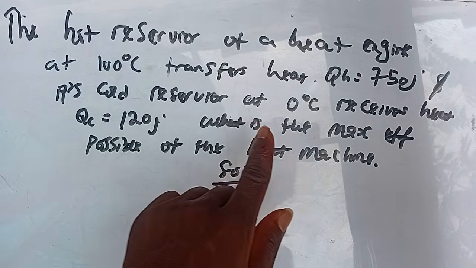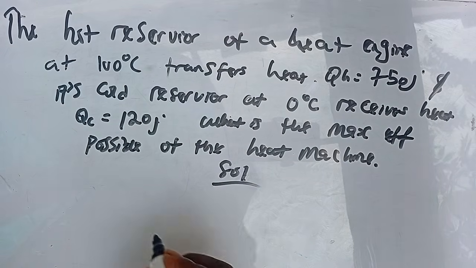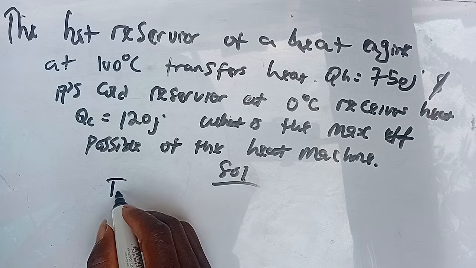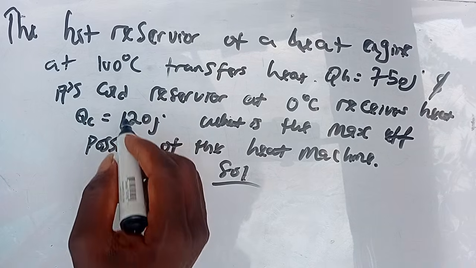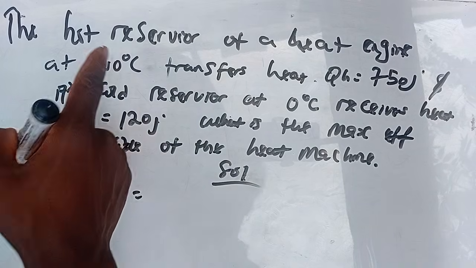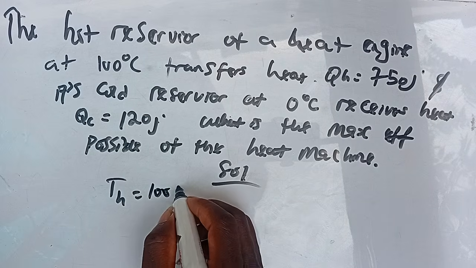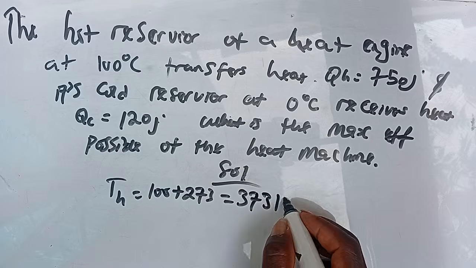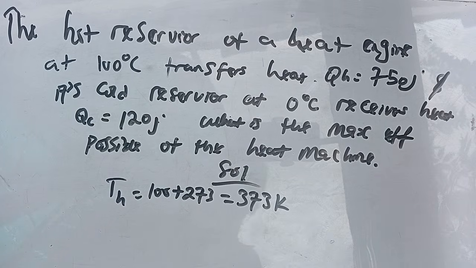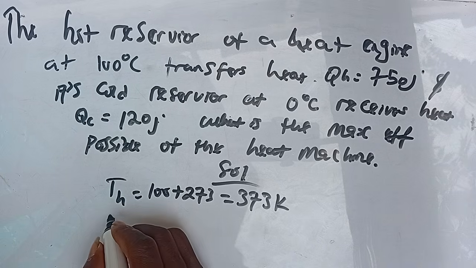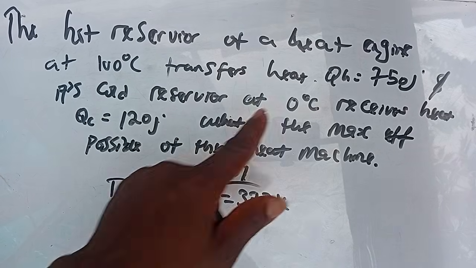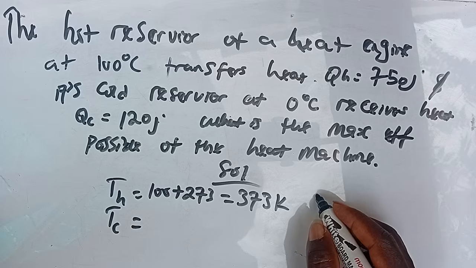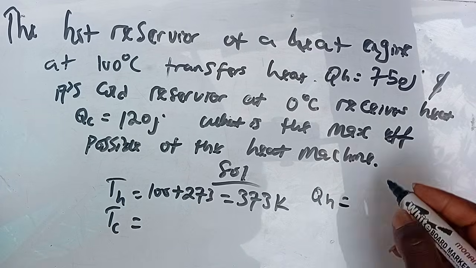The hot reservoir of a heat engine is at 100 degrees C. So our TH equals 100 degrees C, convert to Kelvin. If you add 100 to 273, equals what? 373 Kelvin. If you don't use Kelvin, you are doing another thing, and you will see that answer in the options. So we are given QH equals what? 750 joules.